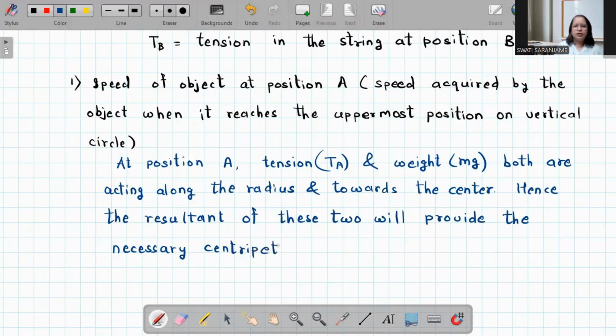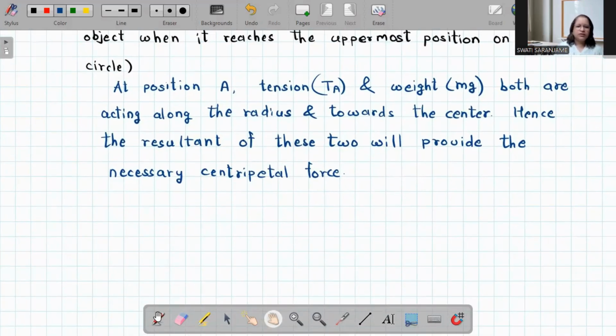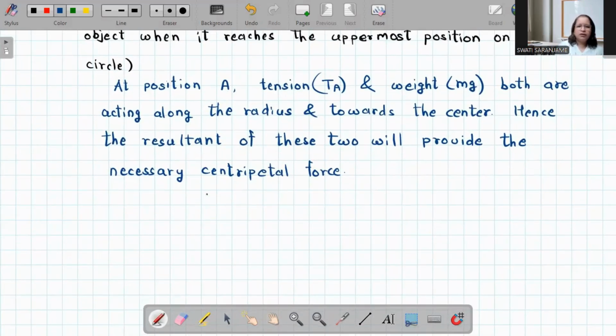necessary centripetal force. This can be written in equation form as below. TA, which is the tension at position A, plus mg is equal to the necessary centripetal force. We know already the formula: it is mv square by r. Now, v represents the speed at position A. So m va square by r. Let's write down about va.